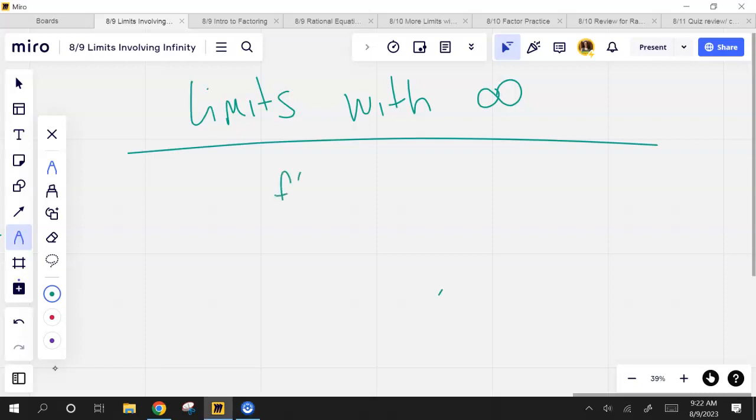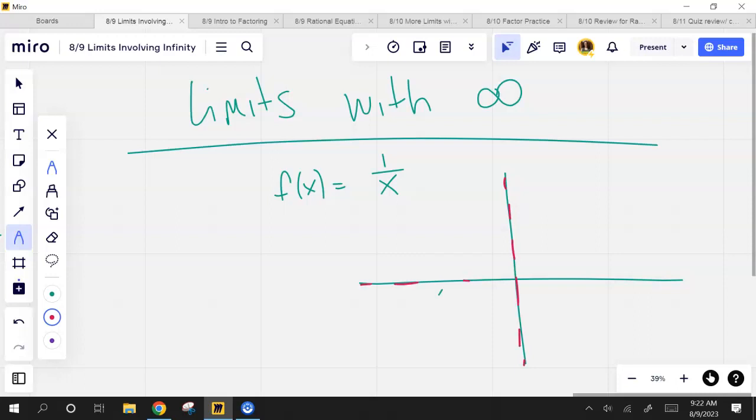Let me start with an example. What does this function look like? If you graph it. Reciprocal. It's one of those must-know functions. What's that look like? What's the reciprocal look like? Yes. This is a great example to lay out both of our definitions here.